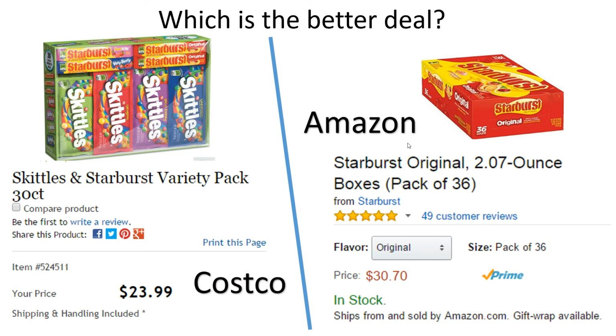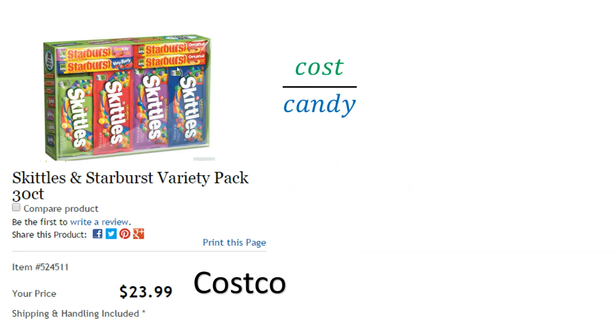Now this one is on your note sheet pre-done. So we have Costco selling these Starburst and Skittles for $23.99 for a total of 30 pieces of candy. And then we have just the Starburst by themselves, the regular flavor, for $30.70 for a pack of 36. So the question is, I know these aren't the same product, but per 1 unit, meaning 1 thing of candy, which is the better deal? So in order to figure that out, we're going to do the cost per 1 candy.